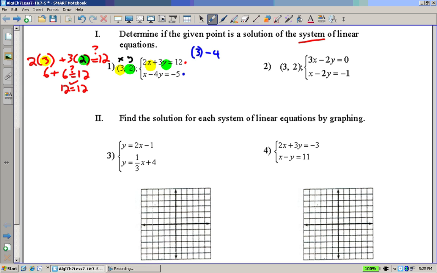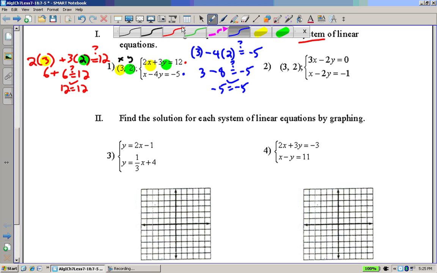Minus 4 times y is 2, equals negative 5. Negative 4 times 2 is going to be negative 8. Again, I'm just going to put a little question mark here just to say that I don't know whether it is or not. 3 minus 8 is negative 5. So yes, that works. Since it works in both of the lines, it works in the entire system.